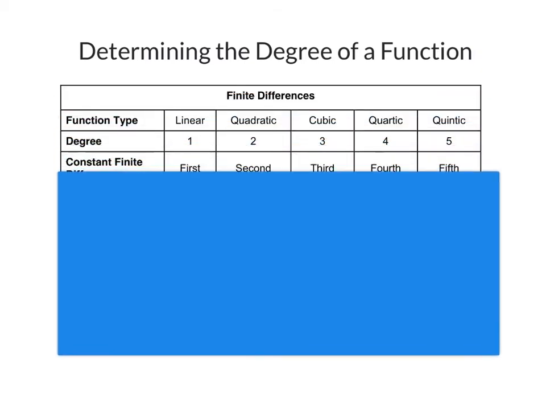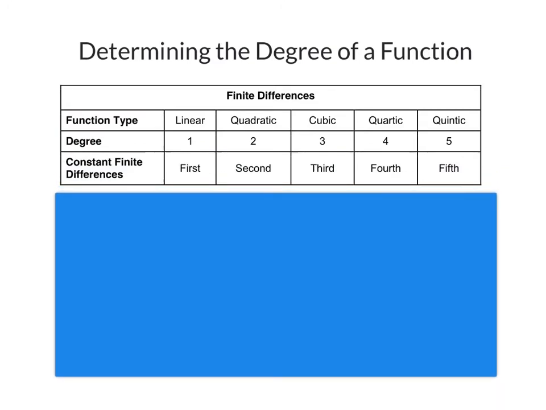So the first thing that we need to know is that we're looking at the constant finite differences. If our first difference is constant, we have a linear function. If the second is constant, it's quadratic. If the third is constant, it's cubic. If the fourth is constant, it's quartic. And if the fifth is constant, it's quintic.